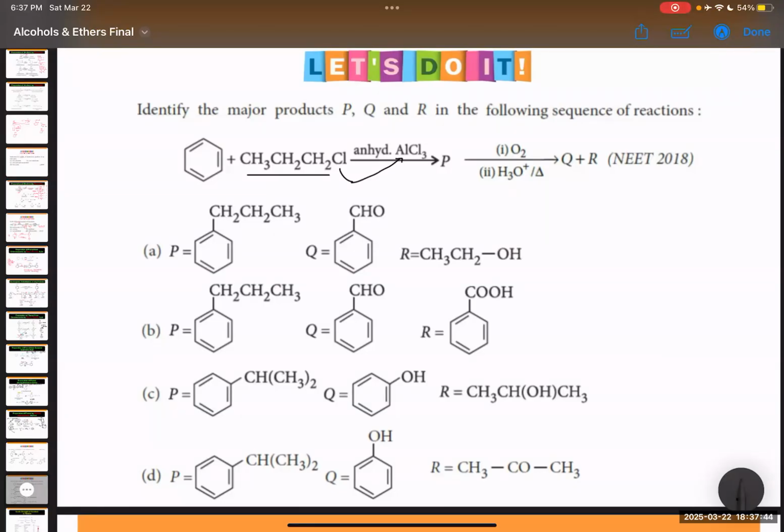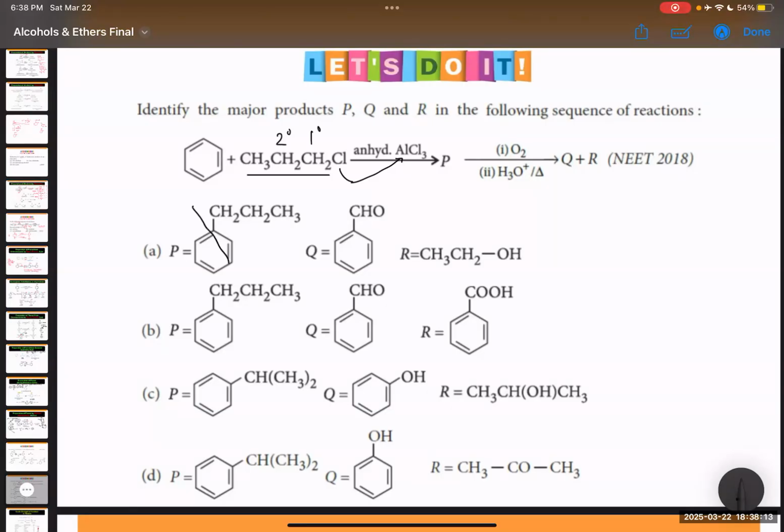Cation is going to form, and cation always has a tendency to shift if it is becoming more stable. So the cation is being formed as primary, but it is going to come over here because it is secondary. Always do check for the rearrangement of carbocation before proceeding for the final product.